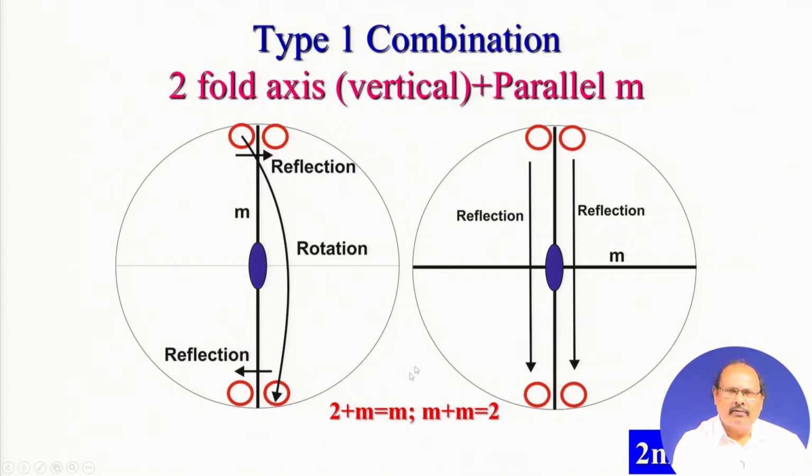So, now what you have here is a two-fold axis of symmetry, that is vertical, and you have a starting parallel mirror plane here.